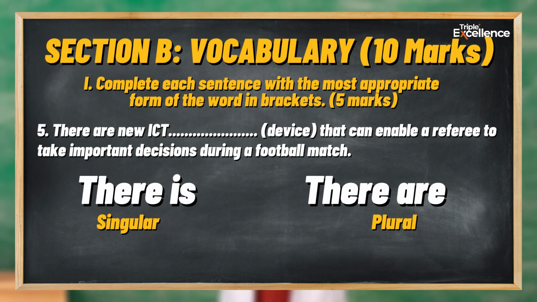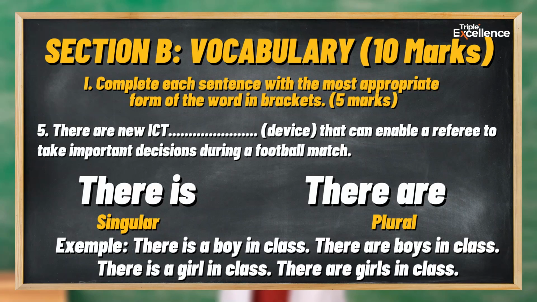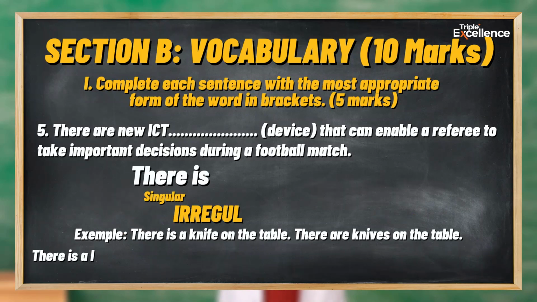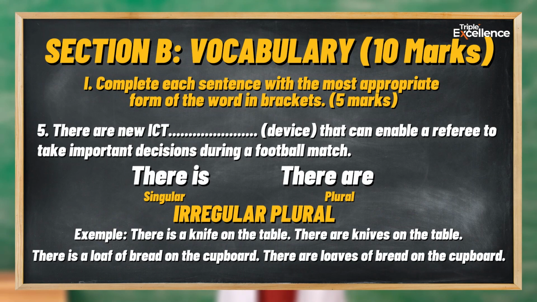For example, there is a boy in class, so you say there are boys in class. There is a girl in class. There are girls in class. For irregular plural, you may have there is a child at home, but there are children at home. There is a knife on the table. There are knives on the table. There is a loaf of bread on the cupboard, but there are loaves of bread on the cupboard.